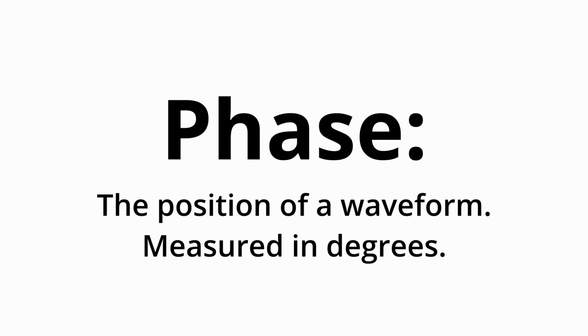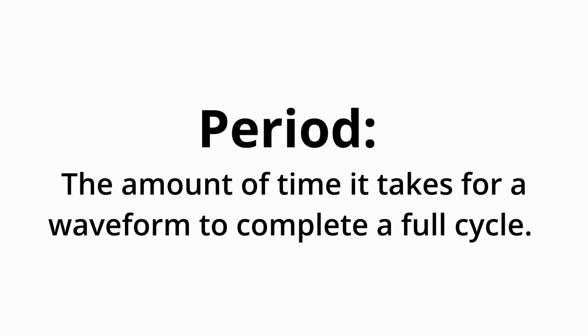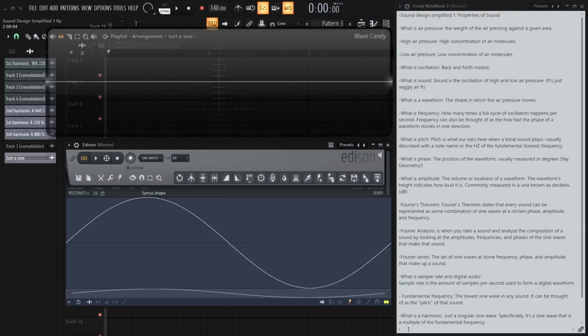The next property of sound is phase. Phase is just the position of a waveform. It's usually measured in degrees. Here's what happens when I change the phase of this sine wave over here. It just moves along the cycle just like that. I don't think I've said it before, but the amount of time it takes for a waveform to complete a full cycle is called the waveform's period. Since frequency is defined as how many cycles happen per second, the faster the period, the higher the frequency, and the slower the period, the lower the frequency.